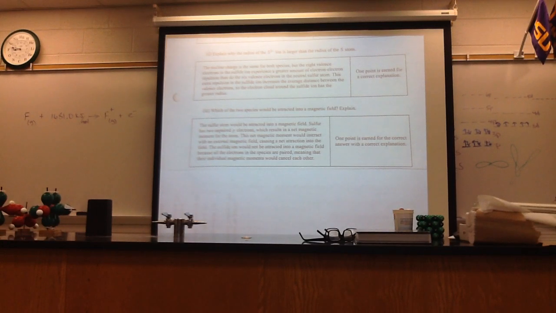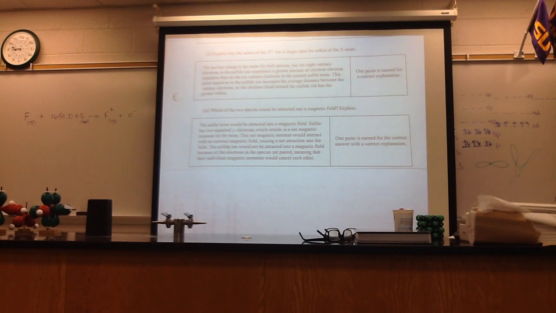Sulfur would be attracted to the magnetic field. Sulfur has two unpaired p electrons, which results in a net magnetic moment for the atom. Net magnetic moment is not a term we would use, but you can substitute it in, making it paramagnetic. This net magnetic moment would interact with the external magnetic field, causing a net attraction to the field. All you have to say is that it is paramagnetic, so it would be attracted to a magnetic field.